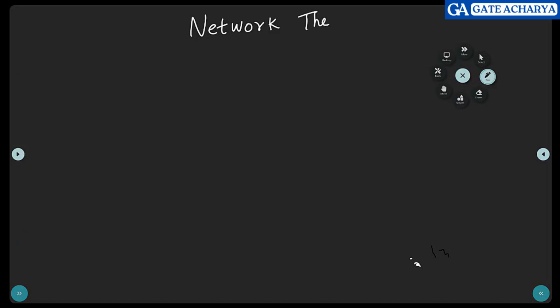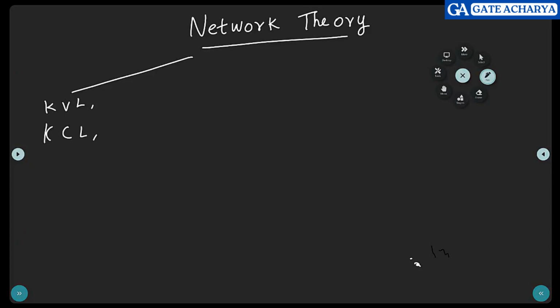Network theory, we call it circuit theory, whichever way you want. What is expected from you in this topic is basic KVL, KCL, star to delta, delta to star. Based on this, usually 1 or 2 marks they will ask.